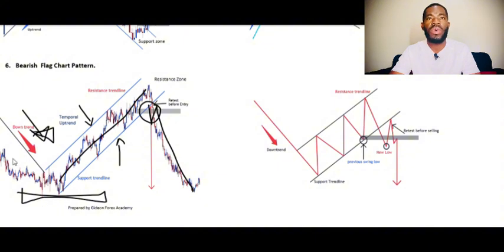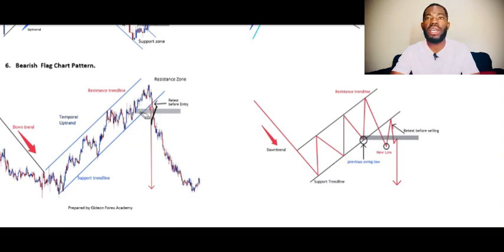Like in this case, this was the previous downtrend, then we have a temporary upper trend forming that channel, which is our bearish flag pattern. And then if there is a breakout at this point here, you are looking at a possible reversal back to the downside, a continuation of the previous downtrend. So you can use it as a continuation chart pattern, and also you can use it as a reversal chart pattern, and we're going to look at it.